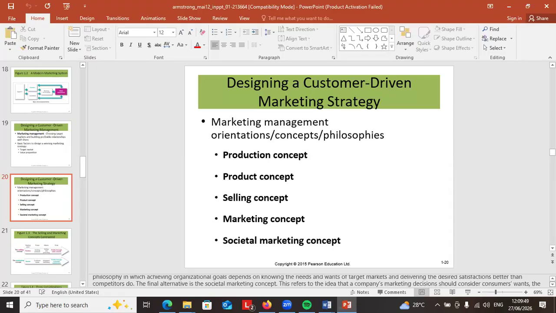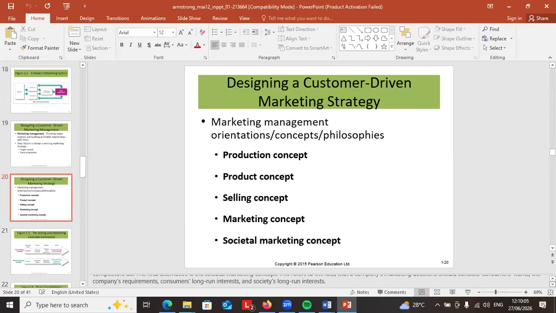And currently we have a final school of thought, which is the societal marketing concept. And this refers to the idea that a company's marketing decisions should consider consumers' wants, the company's requirement, consumers' long-run interest, and society's long-run interest.